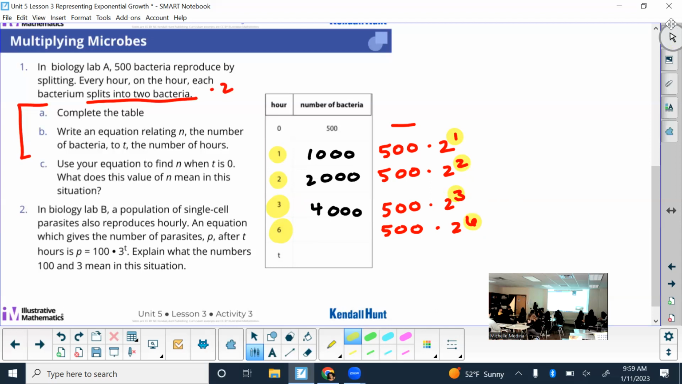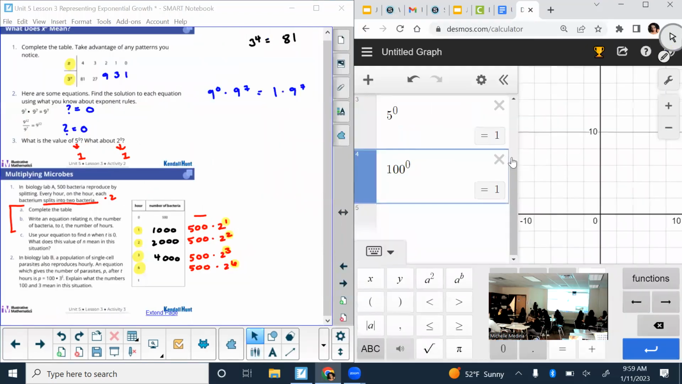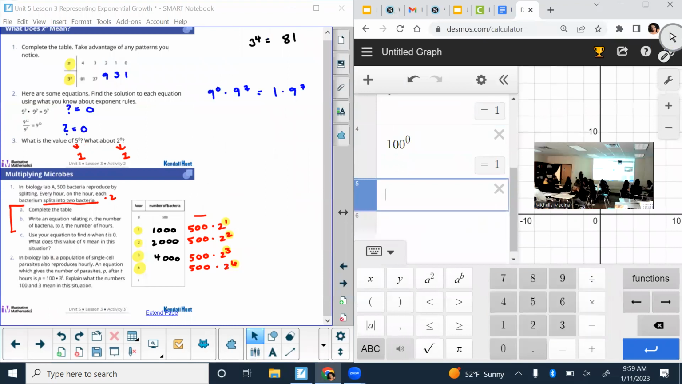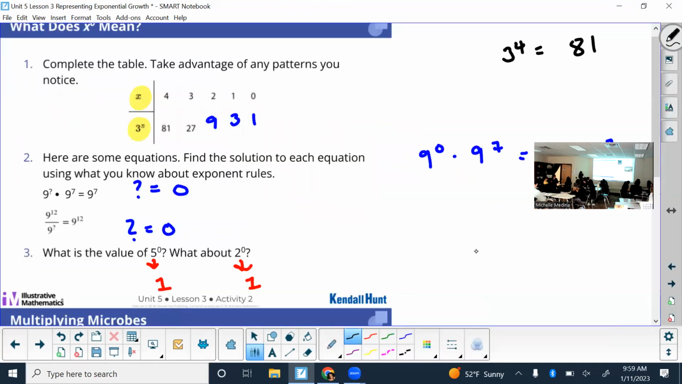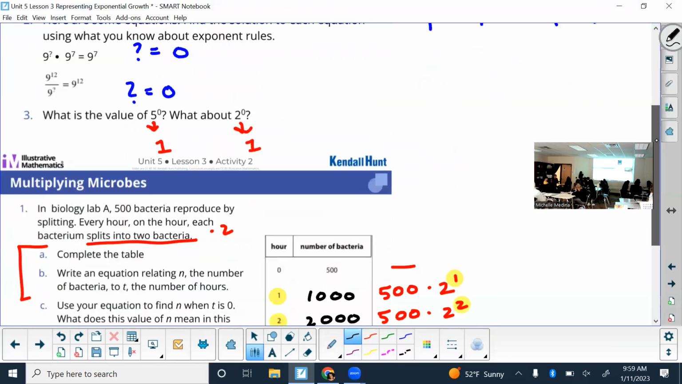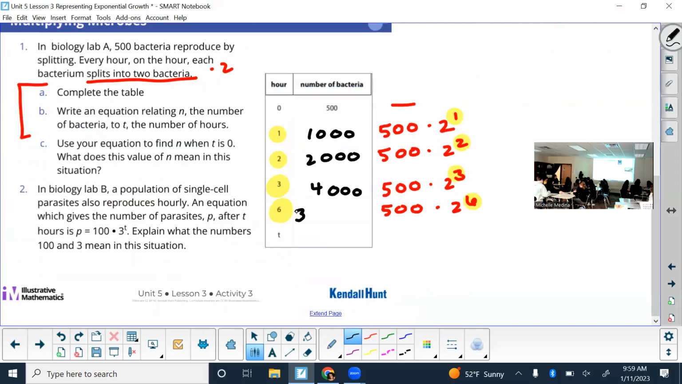So really all I have to do is put that in my calculator. And now I can solve it for any value of x. So 500 times 2 to the 6th power is 32,000. Make sense? All right, now the bottom one is a little more tricky. Anyone think that they have it? Jalen?